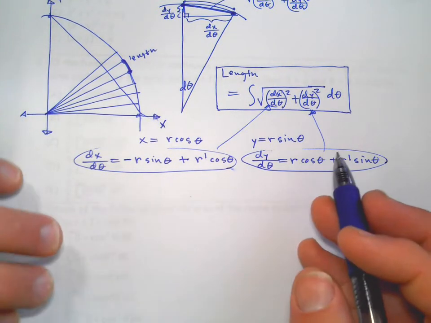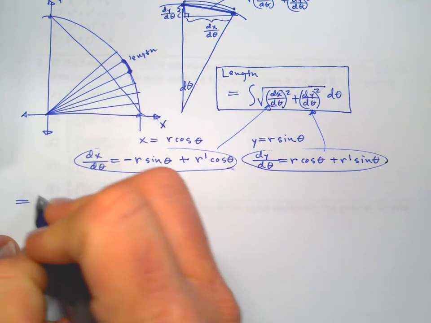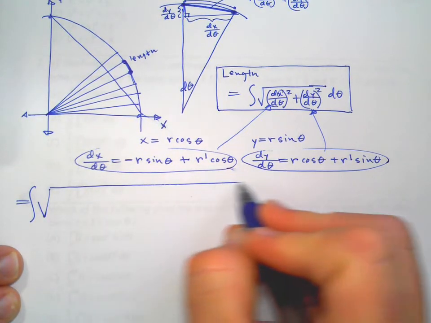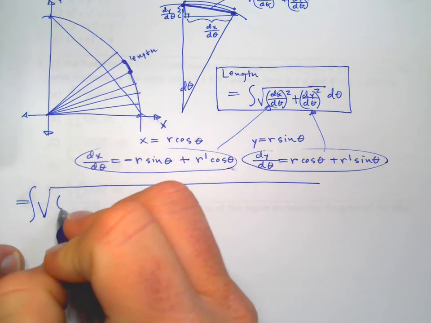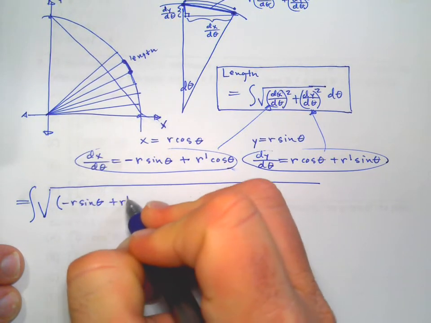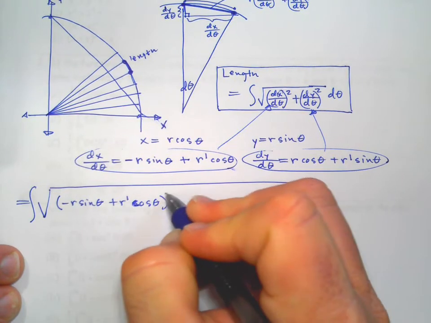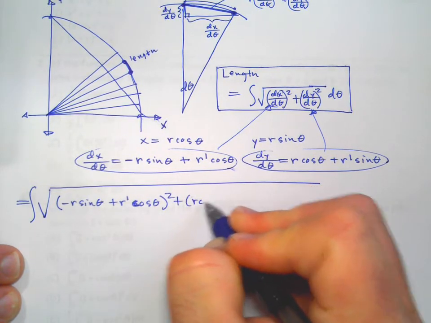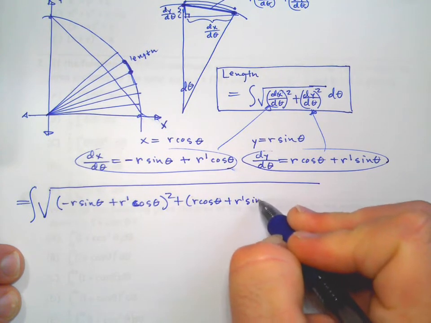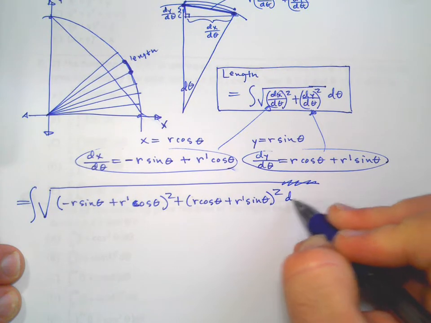I mean, that's what you would do. But I'm looking for something to make things easier. So we're going to plug in negative r sine theta plus r prime cosine theta, and it gets squared. And then r cosine theta plus r prime sine theta, and it gets squared. And then we have a d theta.